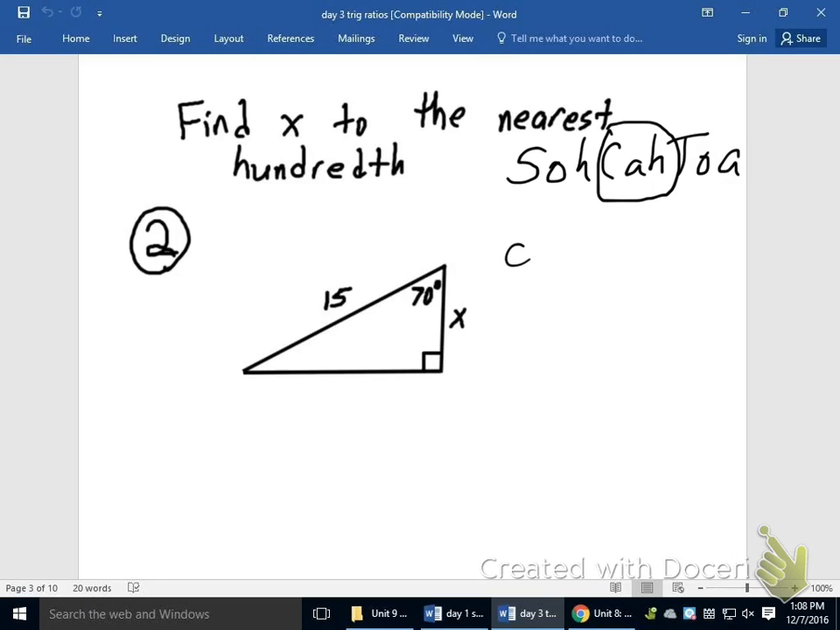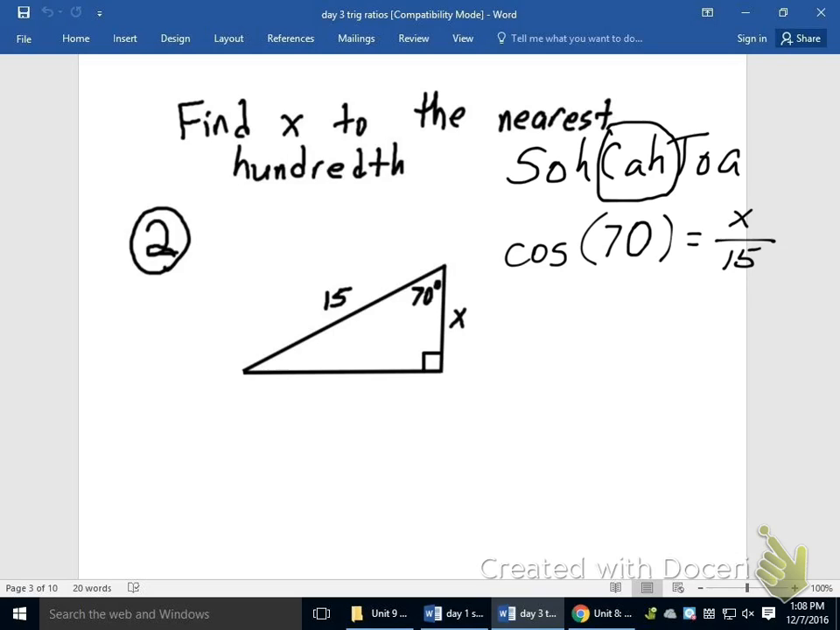So I'm going to set this up. Cosine of my angle equals a ratio. The cosine will always be of your acute angle, in this case 70 degrees. Now, it needs to be adjacent divided by hypotenuse, so it's going to be x over 15.